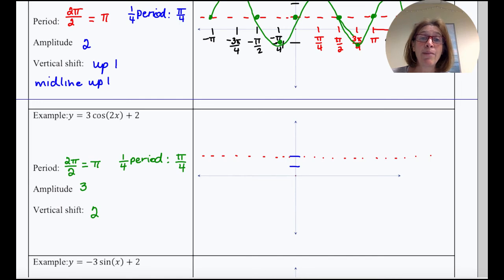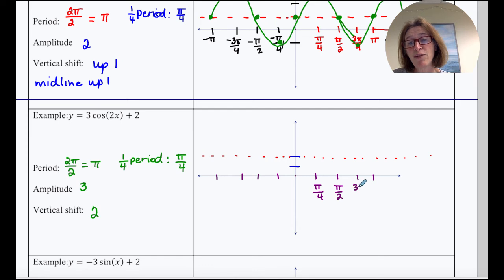Okay, I mark my 4 equally spaced parts. So actually, I'm just going to do 1 on the right and 1 on the left here. I'll specify. So pi over 4, 2 pi over 4, which is pi over 2, 3 pi over 4, and 4 pi over 4, which is pi. All right, and then the same in the negative direction.